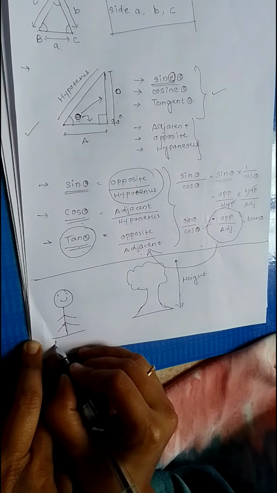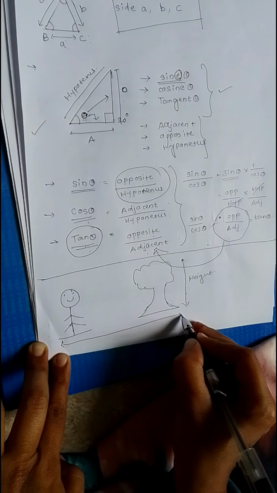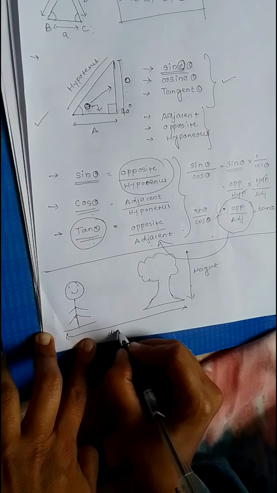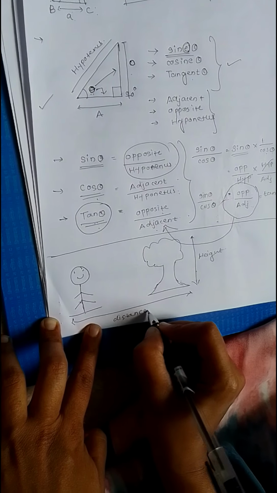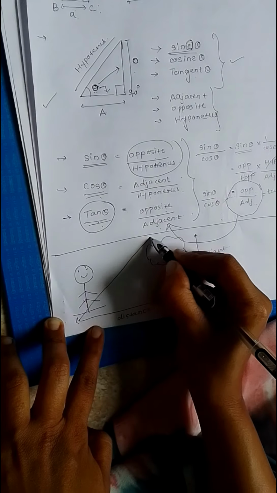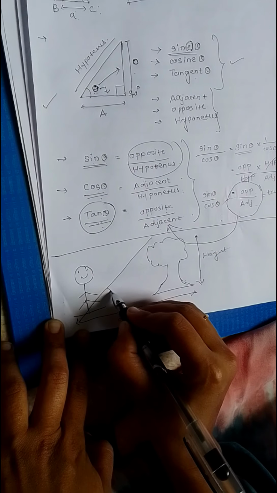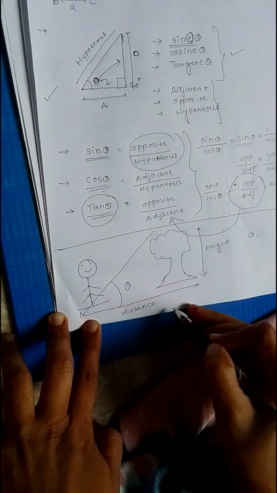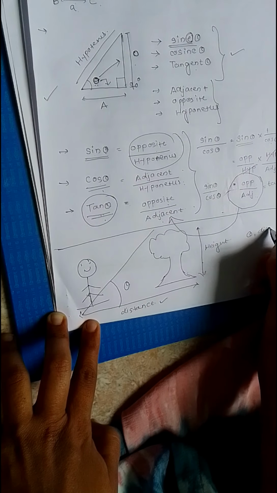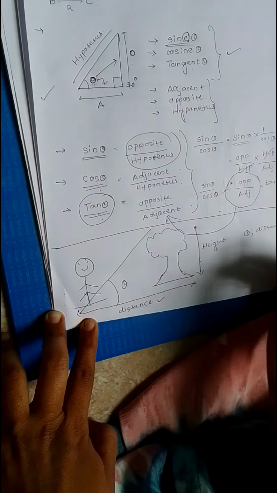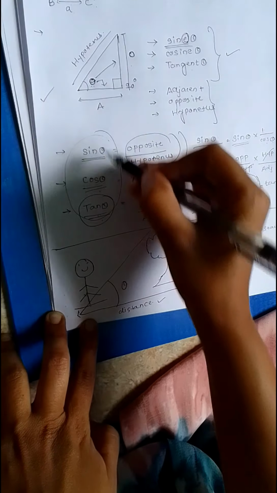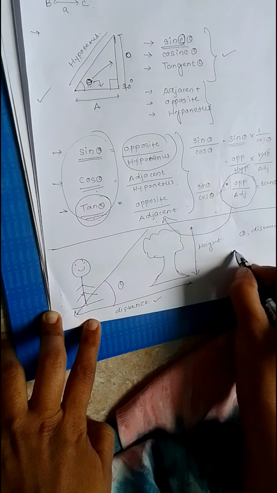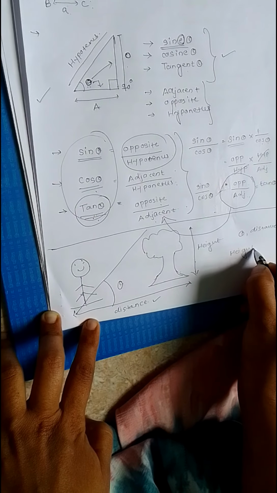How? Zian can measure the distance from him to the tree. If this distance is known to us, and the angle theta, then with angle theta and this distance, and by using these basic functions of trigonometry, Zian can easily calculate the height of a tree.